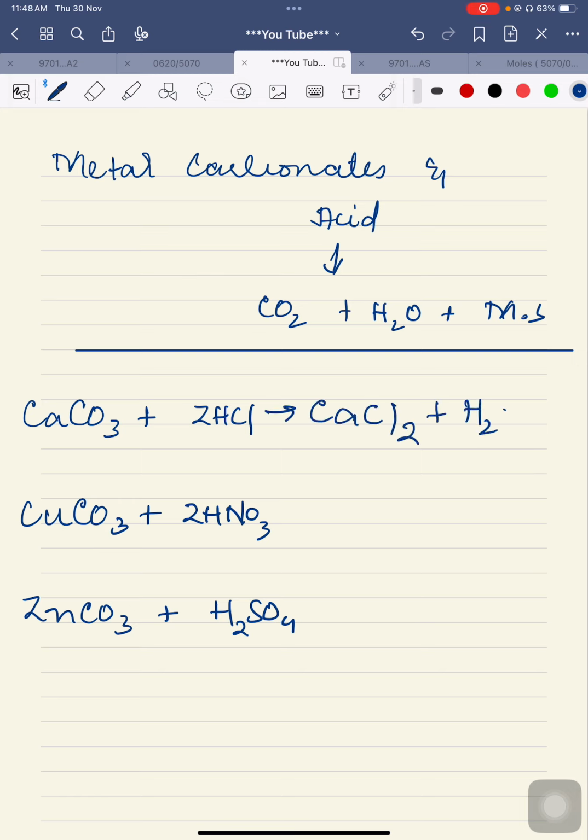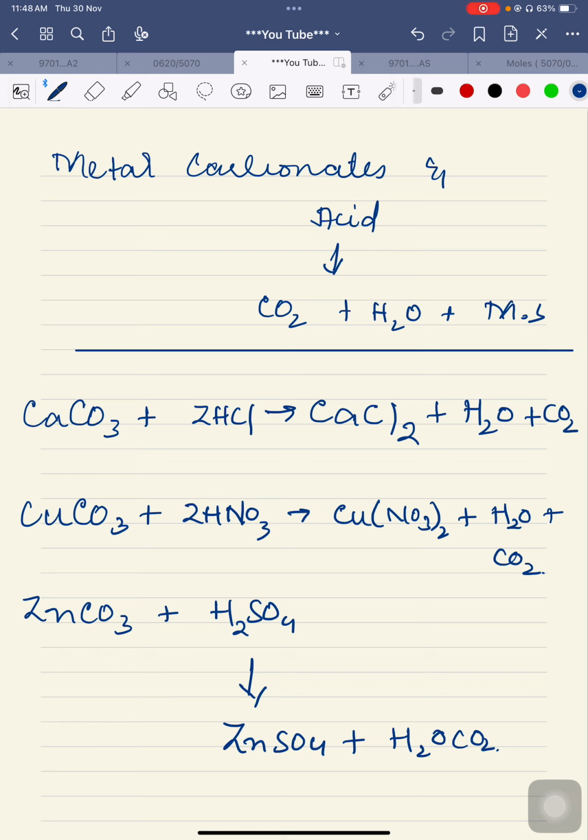Okay. Now the point is this: what is calcium chloride? It is CaCl2. Copper nitrate is Cu(NO3)2, whereas zinc sulfate is ZnSO4. So these will be the products whenever a metal carbonate reacts with an acid. Okay. So this is the thing which you people should know, how to write a balanced chemical equation.